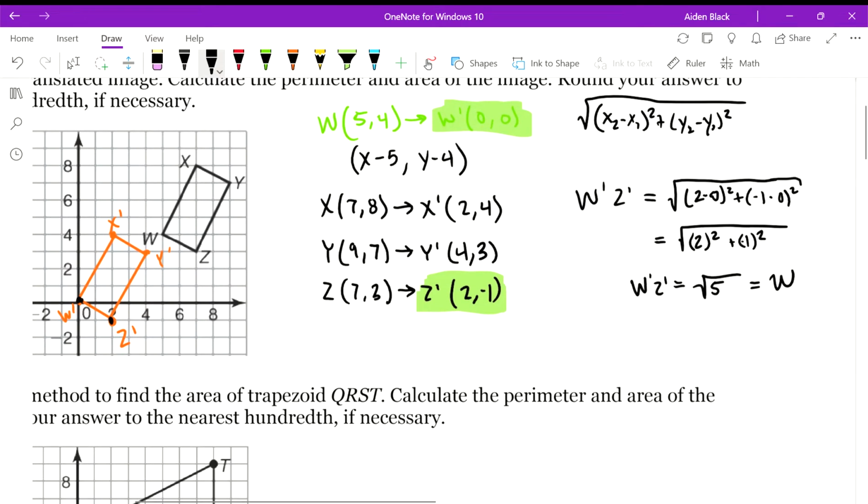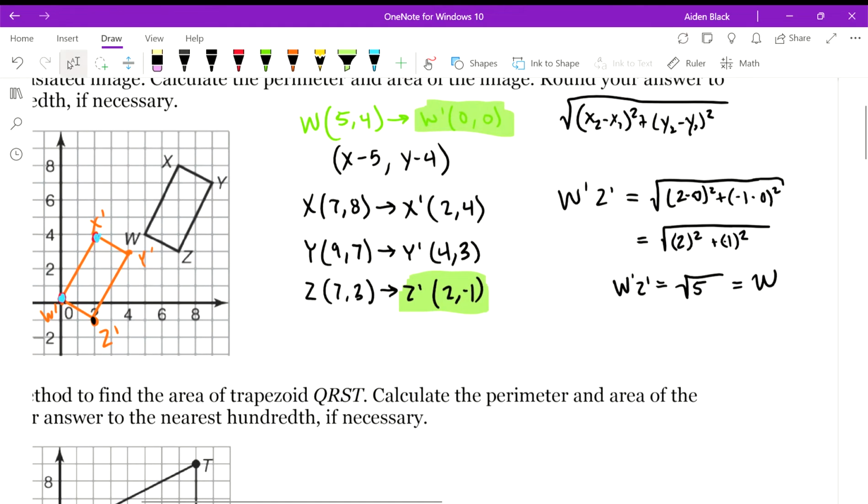Now let's try that again, but a little bit faster, when we're trying to find the distance from W prime to X prime. Here, let's use light blue. So all we'll really be doing is squaring these two numbers and adding them up underneath the square root to find the length of the rectangle.